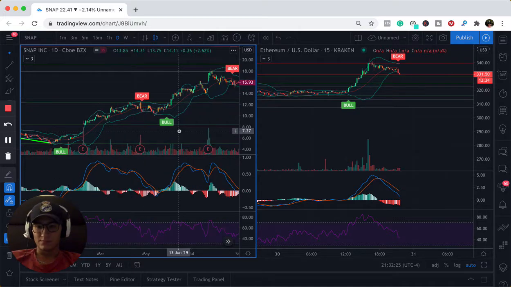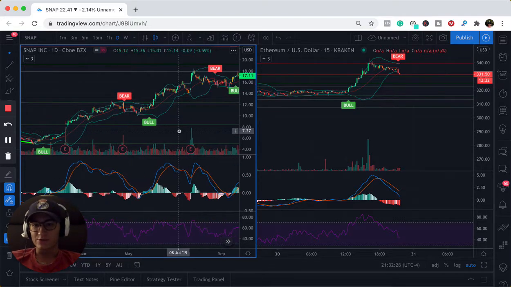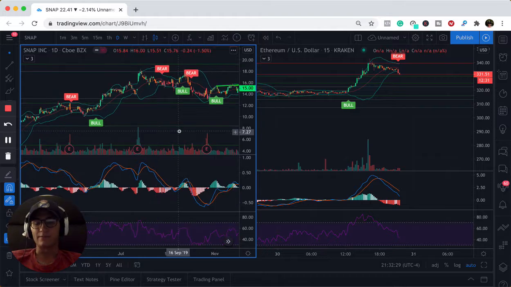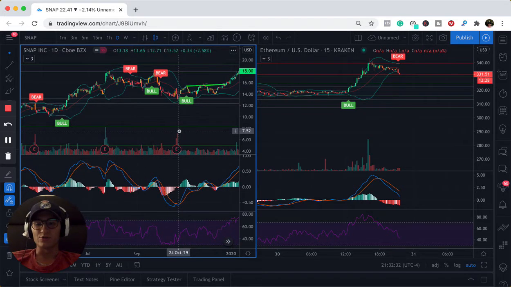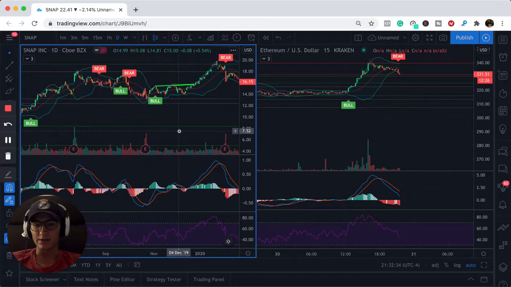Now, play around with this indicator, see what it offers, and if you're able to spot these, I'm sure that you'll be able to increase your likelihood of profitability in the market.